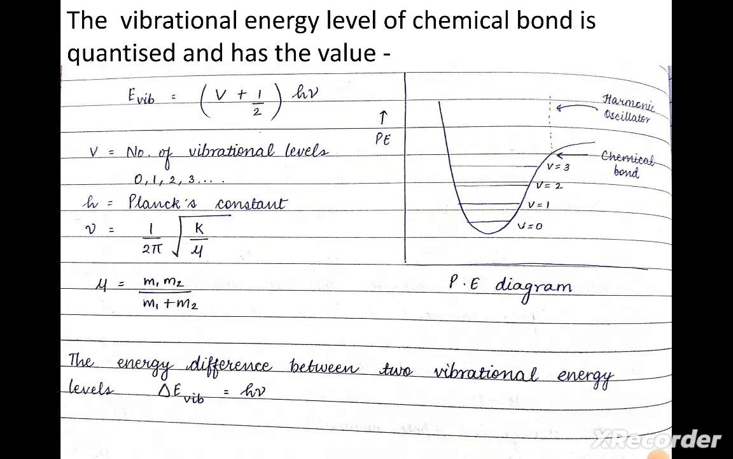So E vibrational is given by the formula (v plus half) h nu, where v is the vibrational quantum number, which is 0, 1, 2, 3 and so on. h is Planck's constant and nu is frequency, which is given by the formula 1 upon 2 pi root k upon mu, where mu is the reduced mass which can be calculated by the formula m1 into m2 upon m1 plus m2. The difference between two energy levels is given by h nu.